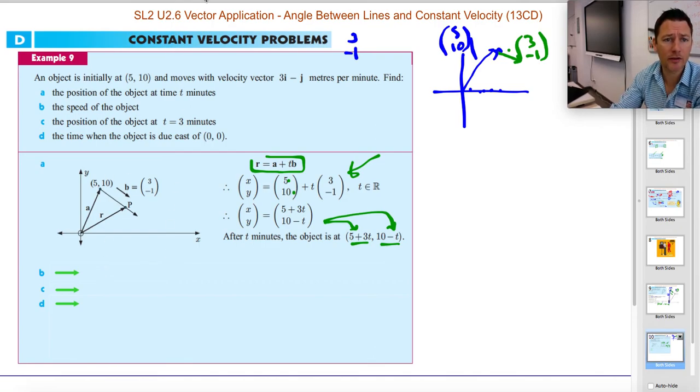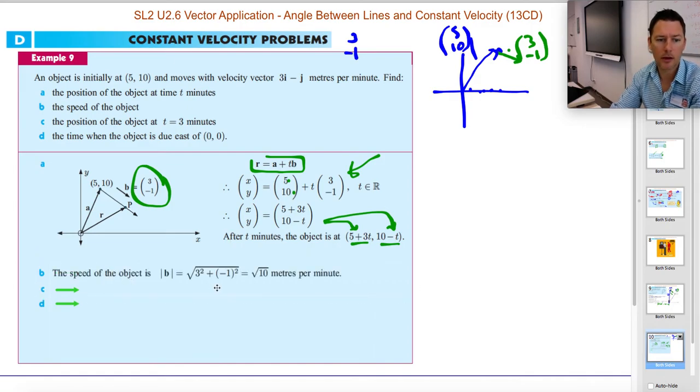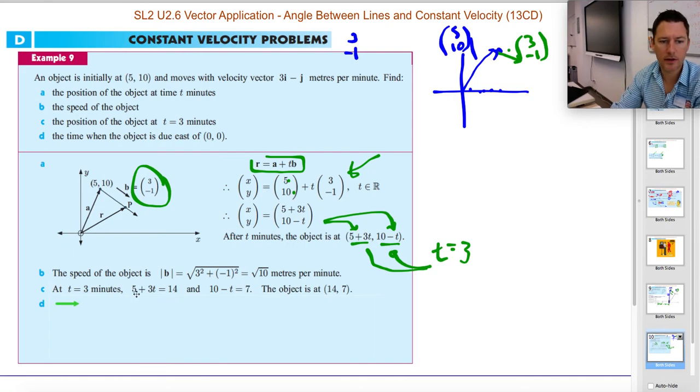Giving the speed of the object, well, speed of the object is just the magnitude of that. So it looks like 3 squared plus 1 squared, so root 10 meters per minute. Fine. Give us the position at time 3. We'll take t equals 3 and plug it into there and there, right? So you get 14, right? So let's see, 9. Yeah, I got 14 and 7. So its position is at 14, 7.